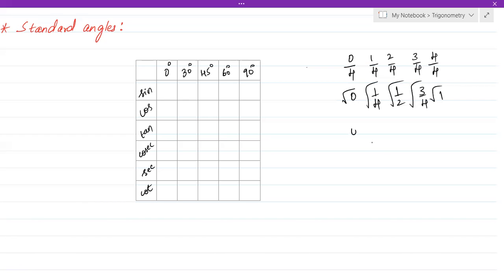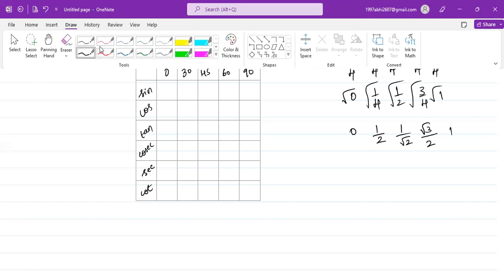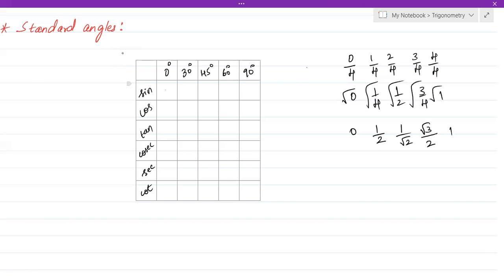What is the square root of 0? 0. The square root of 1 is 1, numerator. The square root of 4 is 2. The square root of 1 is 1, but the square root of 2 cannot be found, so let's write it as it is. The square root of 3 is root 3 itself. The square root of 4 is 2. The square root of 1 is 1 itself. So these are the values that we are going to substitute in the table. Sine 0 will be 0 itself. Sine 30 degrees, the second value, is 1 by 2. Sine 45 is 1 by root 2. Sine 60 is root 3 by 2. And sine 90 is 1.